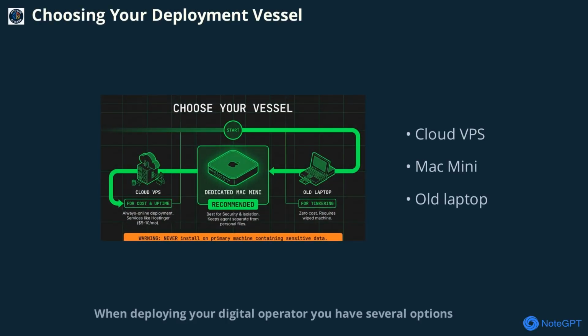In deploying your digital operator, you have several options: Cloud VPS for always online access, a dedicated Mac Mini for security and isolation, or even an old laptop for tinkering at zero cost. Each option has its pros and cons, but the key is to avoid installing on your primary machine to protect sensitive data. Choose the vessel that best fits your needs and budget.